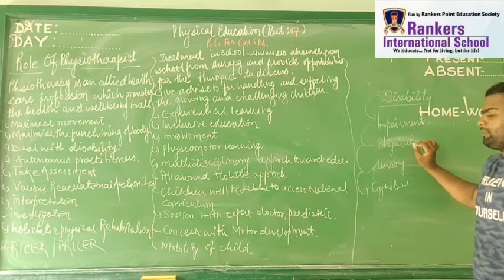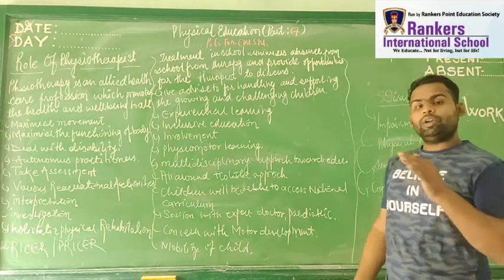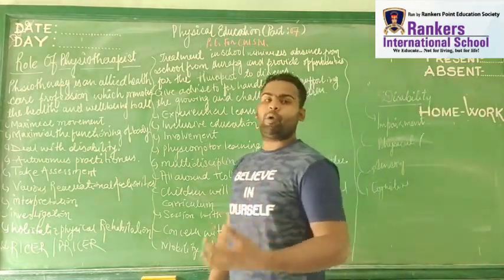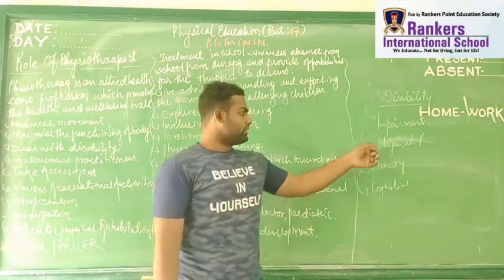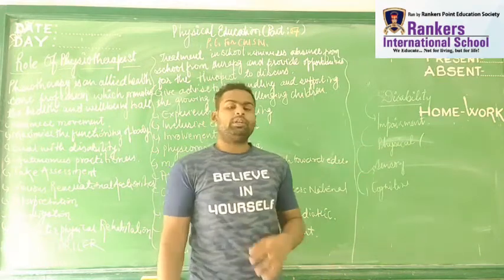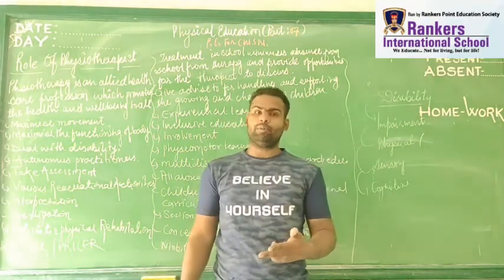This disability may be physical. And when we talk about physical disability, there may be a problem with the upper limb, or a problem with the lower limb. So physical disability is related to manual dexterity, maybe an upper body problem or a lower body problem.